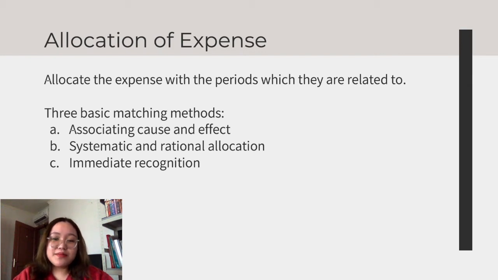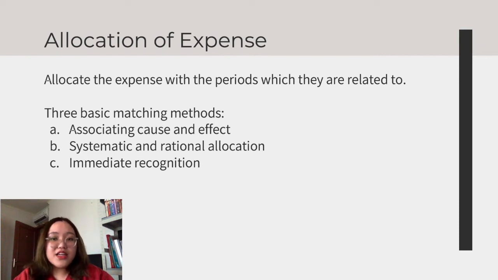There are three basic methods of matching that are commonly used to overcome the problems with determining and measuring costs to be expensed and to be carried forward. They are associating cause and effect, systematic rational allocation, and immediate recognition. Associating cause and effect means that we match the expense allocation by doing a reasonable observation on the expenses, since many expenses are linked to the revenue they help to produce, although it is a hard process and difficult to go through.